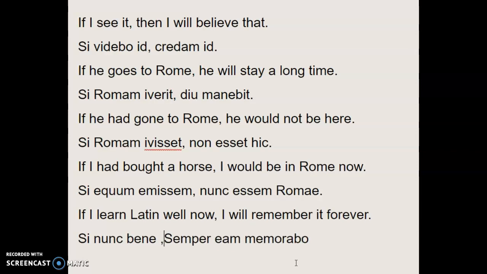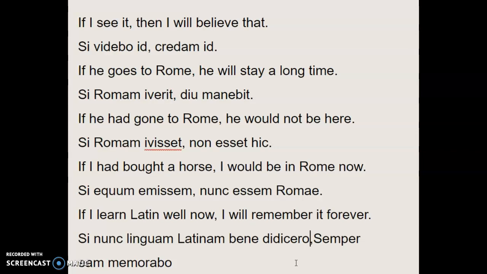Alright, so if we're going to put this in future perfect, I will have learned Latin well now. We can do linguam, let's put it this way. Linguam Latinam bene. Alright. So, disco, discere, didici. So, if we do didicero. If now I will have learned Latin well, I will always remember it. And there you go. And once again, if you really want to emphasize the present, if I am learning Latin well now, you could decide to put this in the present and just put disco.